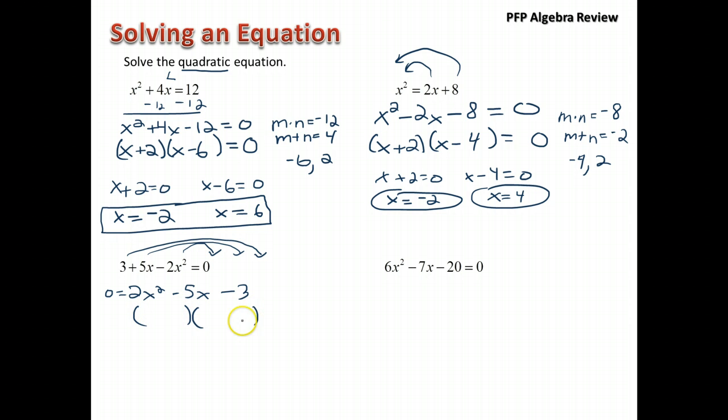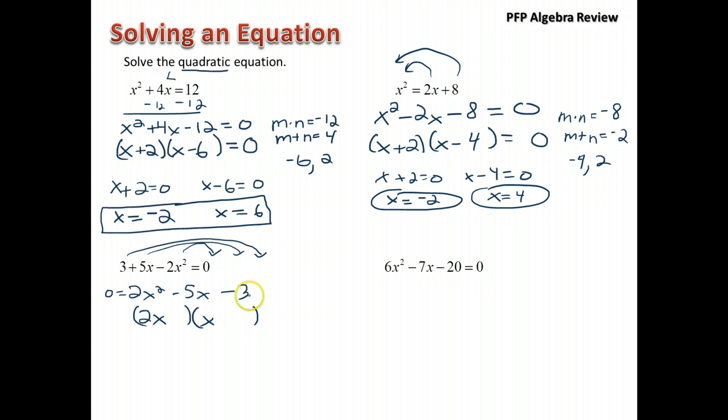Maybe we can factor it, maybe we can't. Let's try it. 2x squared breaks apart as 2x and x. The signs are going to be different because of the minus in front of the constant. But when there's a coefficient other than 1 in front of x squared, then we can't just haphazardly put the signs in like we did up here.